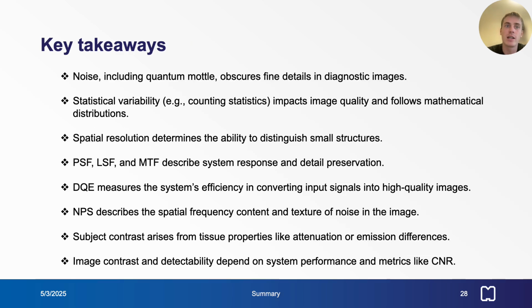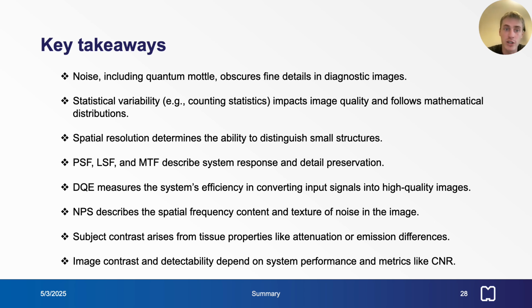So some of the key takeaways for this introduction to image quality metrics are that noise, especially quantum mottle, obscures fine details in diagnostic images. Statistical variability, or counting statistics, impacts image quality and follows mathematical distributions. Spatial resolution determines the ability to distinguish small structures. The point spread function, line spread function, and modulation transfer function describe system response and detail preservation.